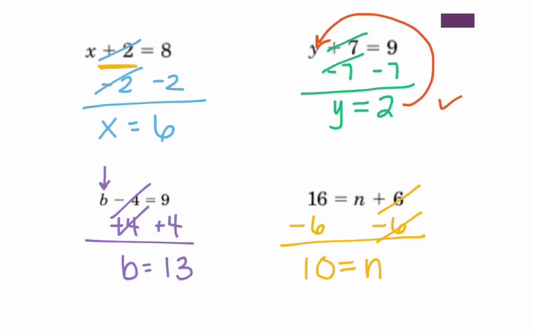Now, I am okay with leaving your answer as 10 is equal to n. Some teachers might want you to switch that order to n is equal to 10. I'm fine. You've isolated it here. That's good enough for me. You can stop there. But just in the future, if you have a teacher that asks you to switch it around, now you know. I wasn't making that up, okay?